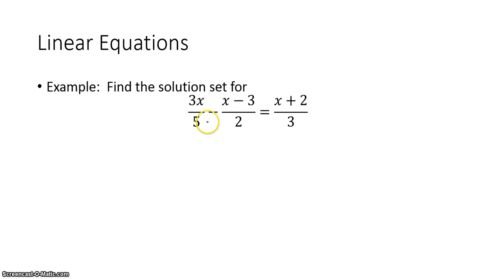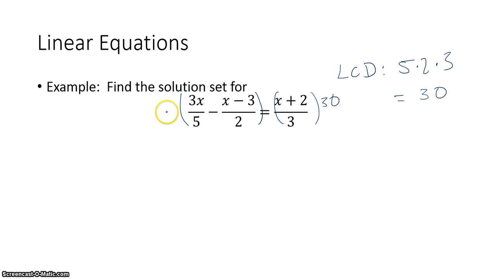In this example, we're dealing with some fractions, and also our instructions are a little bit different. They say, find the solution set for this equation. This equation involves fractions, but they're pretty easy to get rid of based on what we learned about rational expressions. So what we want to think about is just the LCD. In this case, the LCD is 5 times 2 times 3, which is 30. And what we're going to do is multiply both sides of this equation by 30.